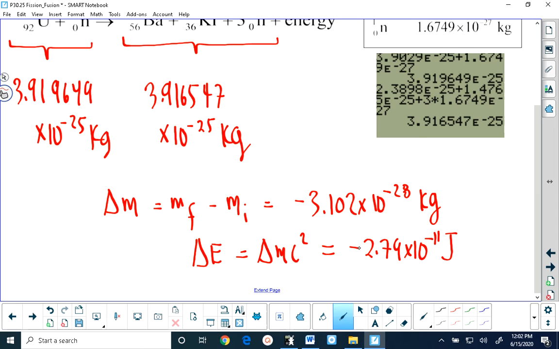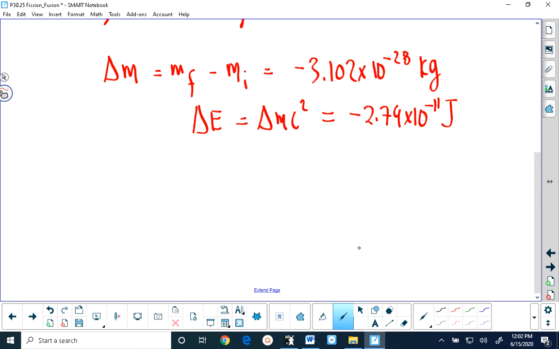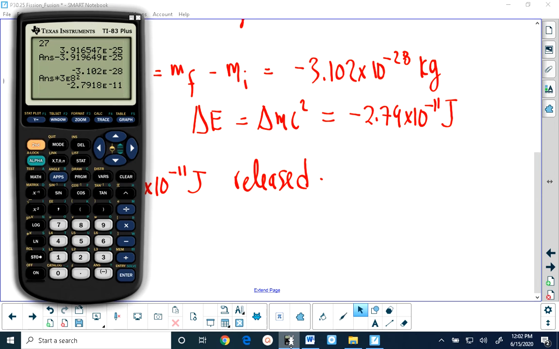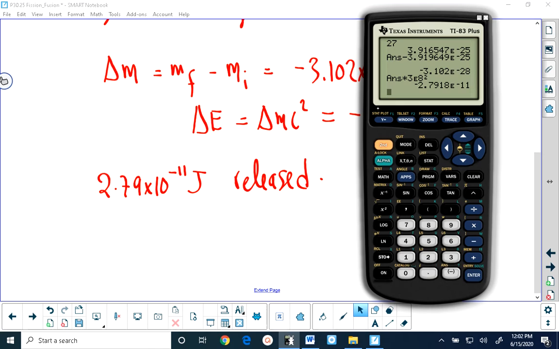That negative is simply telling us that since the change in energy in the system is negative, energy was released. So the amount of energy released is 2.79 multiplied by 10 to the negative 11 joules. We certainly could determine how many electron volts that is. By now, converting joules to electron volts should be a trivial case: you simply divide by the number of joules per electron volt.